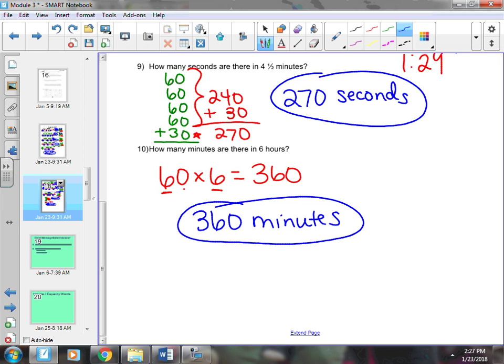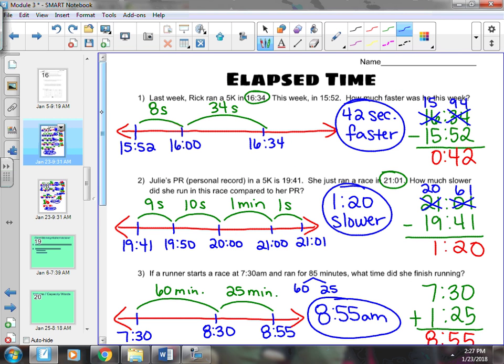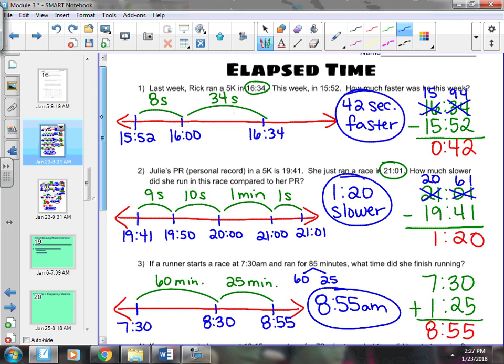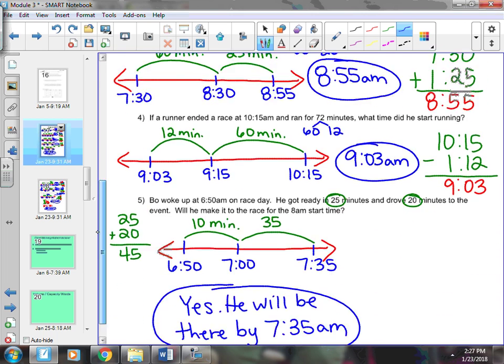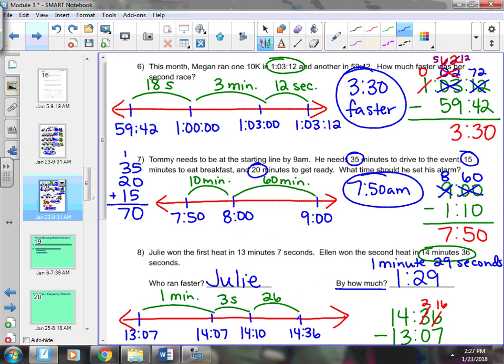Time questions. Elapsed time questions are very challenging. If you feel pretty confident, that's wonderful. If you feel super confident, that's awesome. Here are the answers for the first page. And the answers for the second page.